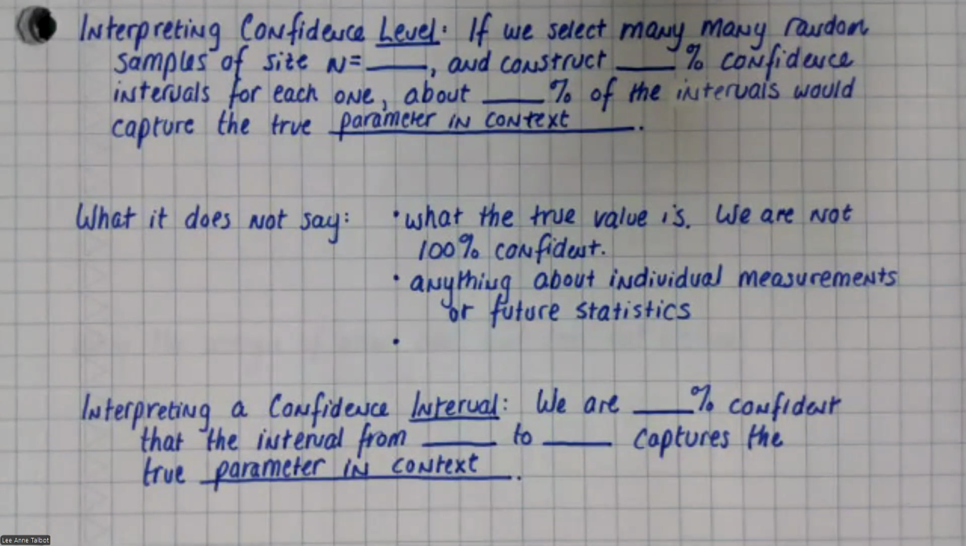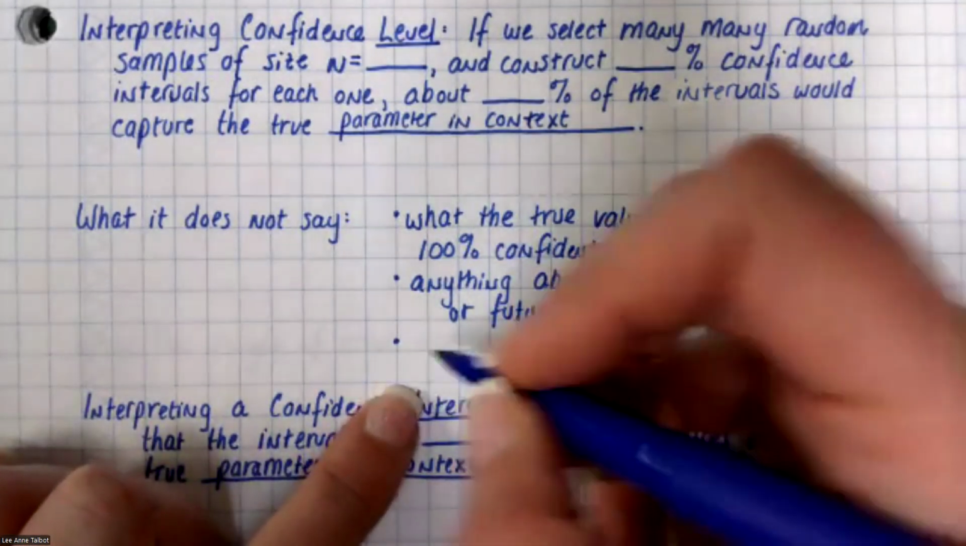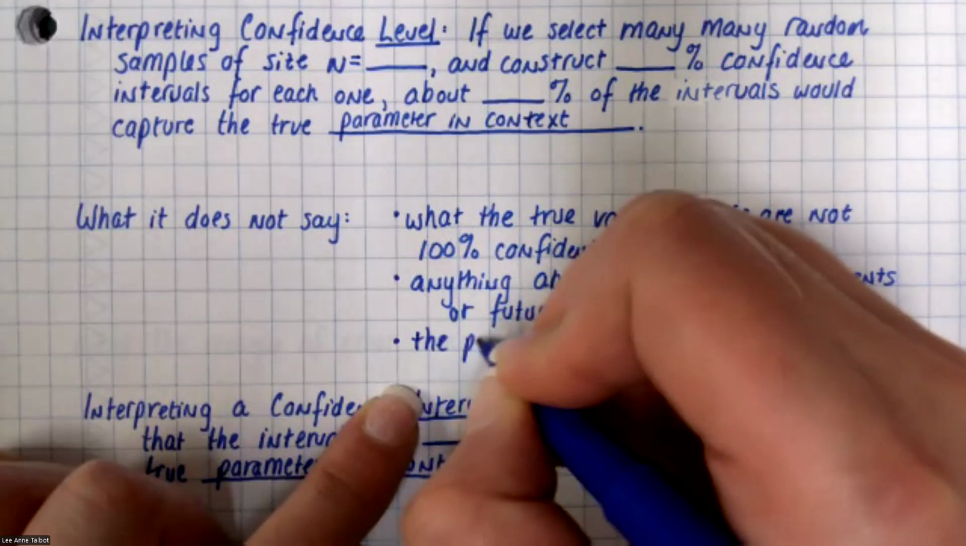Okay, the last one is the hardest one to understand. These two make sense to me. The last one's kind of hard.